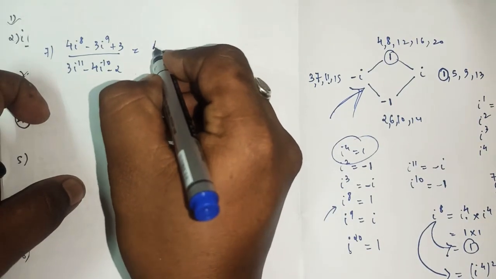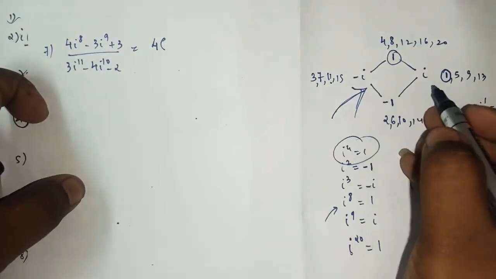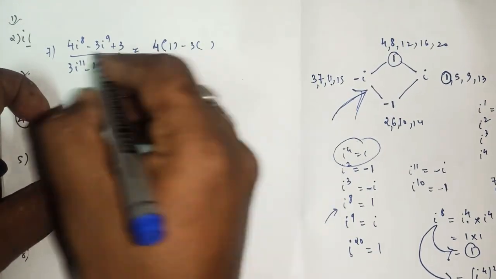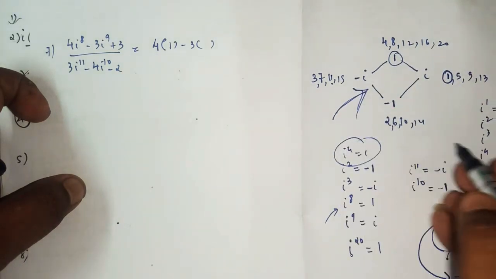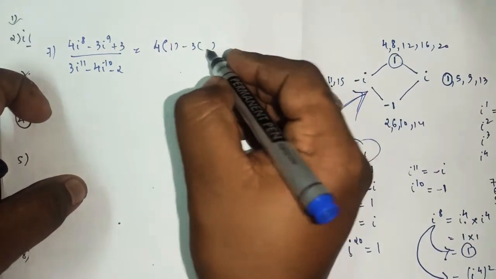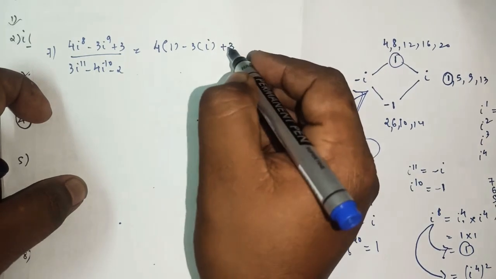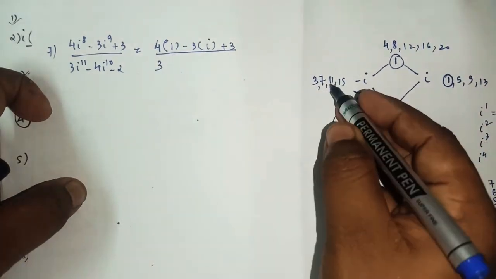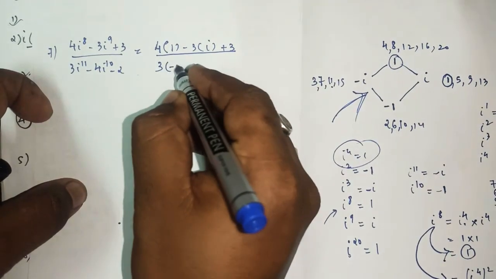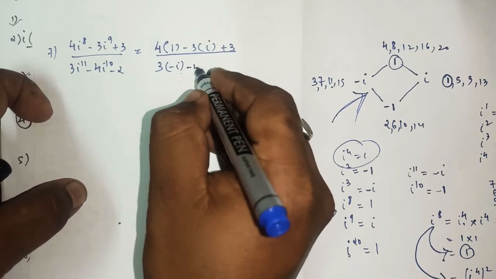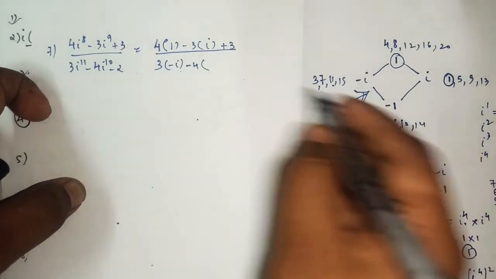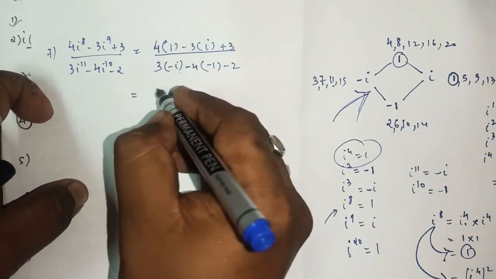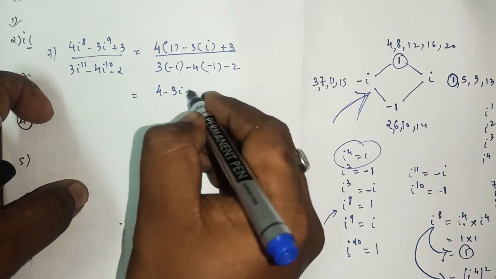So i raised to 8, where will it come? This side. So i raised to 8 will be 1. i raised to 9, 9 will come where? This side. So this is i, plus 3 upon 3. 11 will come this side, so minus i. Then i raised to 10, 10 is here, so minus 1, minus 2. So here you will get 4 minus 3i plus 3.